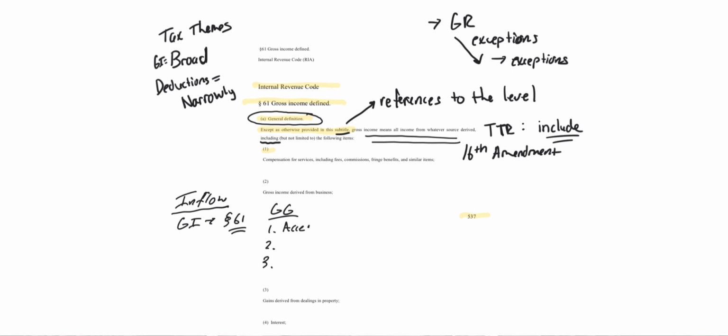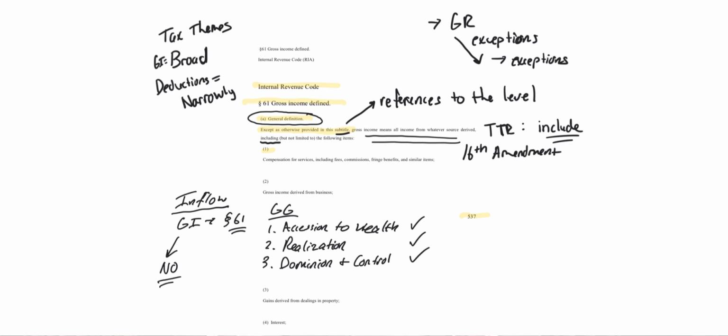Accession to wealth, realization, or severance, and dominion and control. If you have all 3 of these items, you have gross income. Now, again, if you want more talk about this, please see the top 100 tax code section video. So let's say we have all 3. If you do not have gross income under this test, under Glenshaw Glass or these items, then you stop. It's not actually recorded on the tax return.